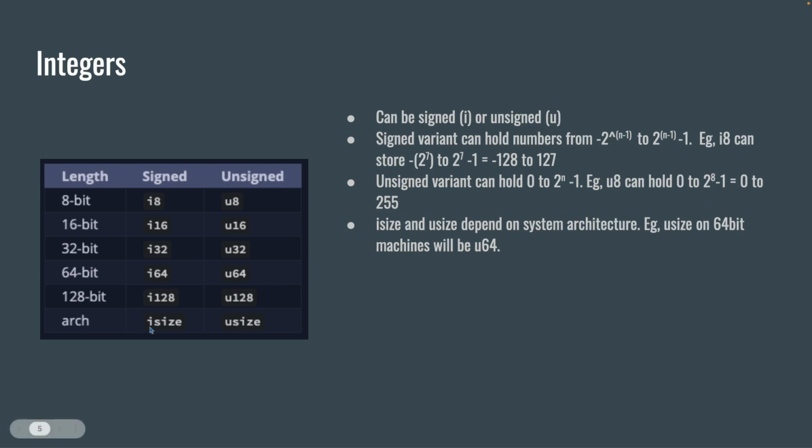Now, this last entry that we see here, isize and usize, they depend on the system architecture. For example, a 64-bit machine will have usize be equal to U64, and isize will be I64. A 32-bit machine will be U32 and I32. Most modern systems are 64-bit, so it's usually U64, but don't take it for granted.